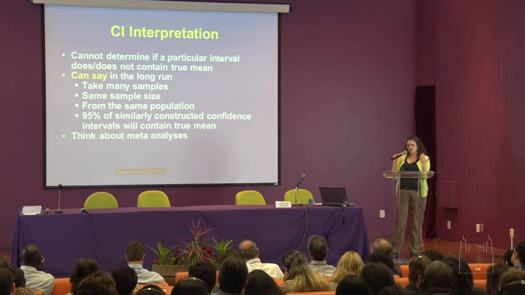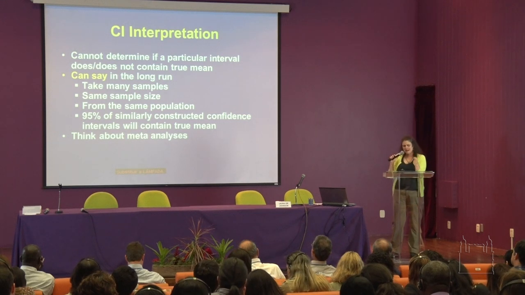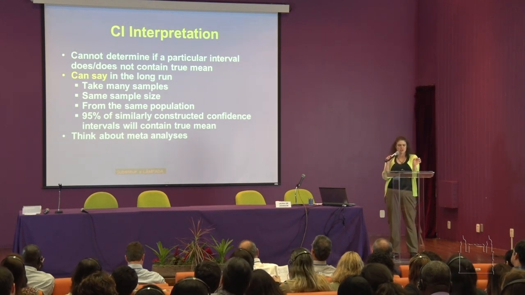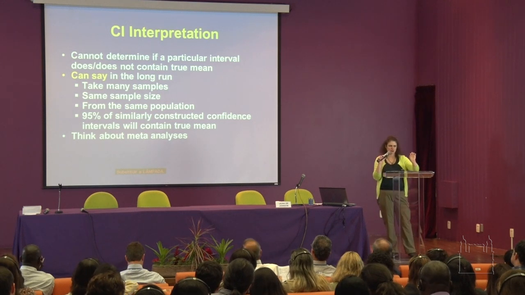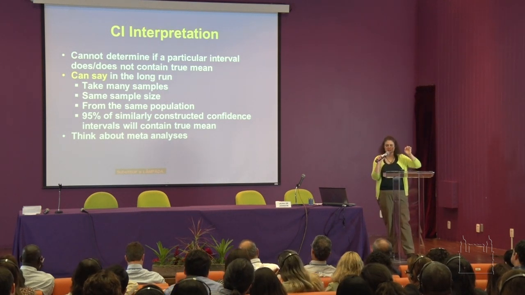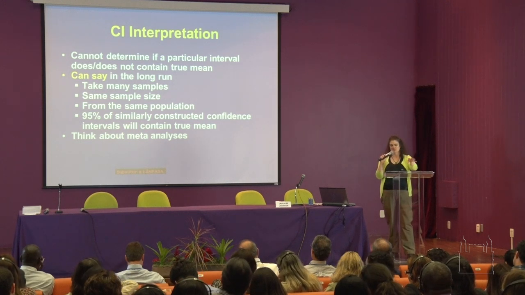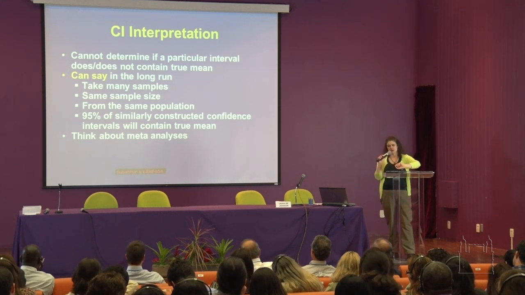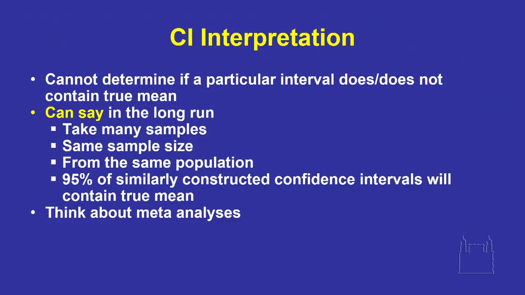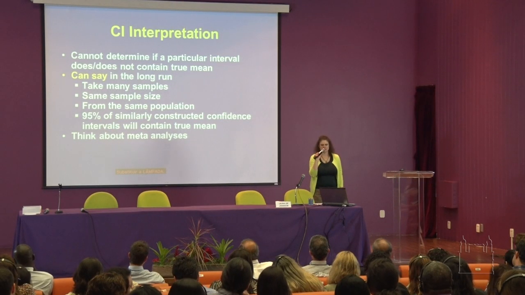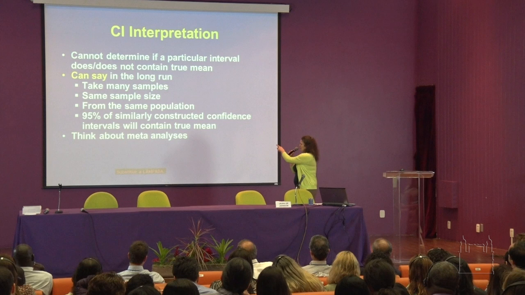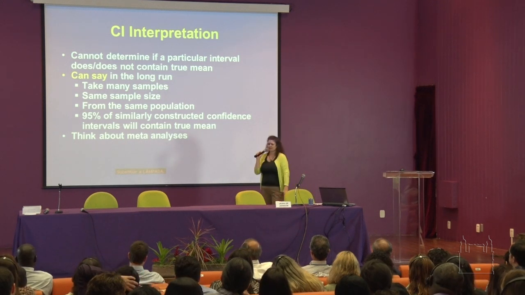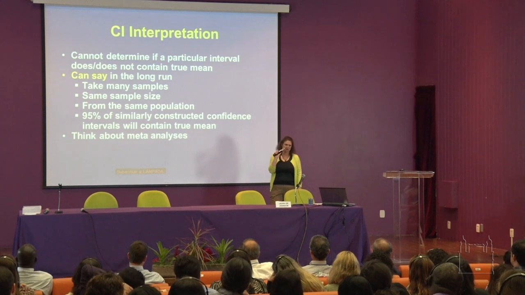So, confidence interval interpretations. You cannot determine if a particular interval does or does not contain the true population mean. You can say in the long run, if I took a lot of different samples of the same sample size from the same population, 95% of similarly constructed confidence intervals will contain the true mean. This idea is going to come up when we look at these things called Christmas tree plots during the meta-analysis lecture. How many people take a whole bunch of samples and do the exact same test in the exact same population all the time? You don't.